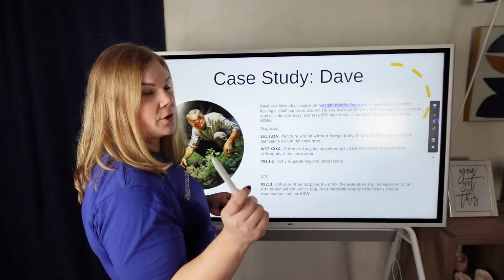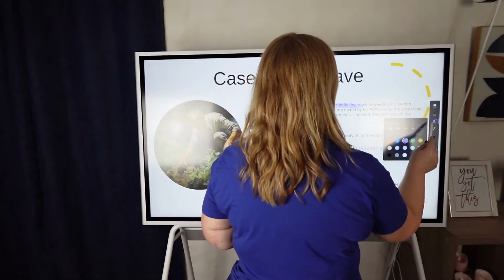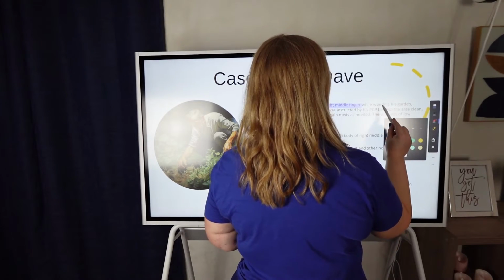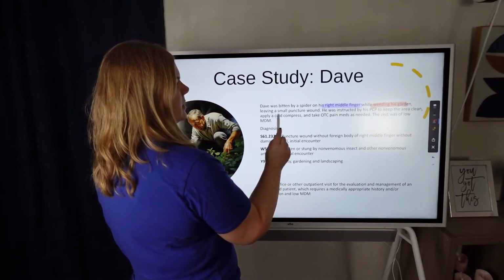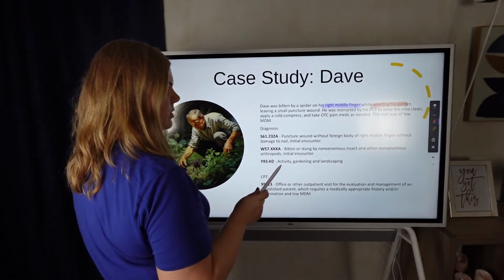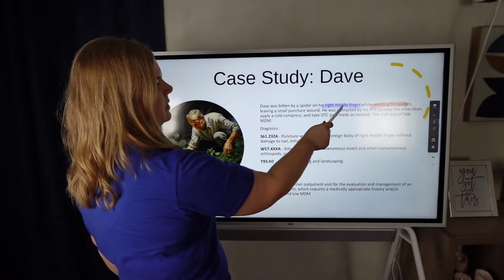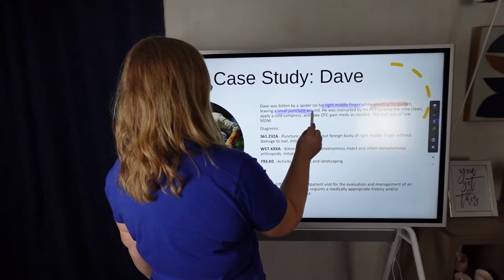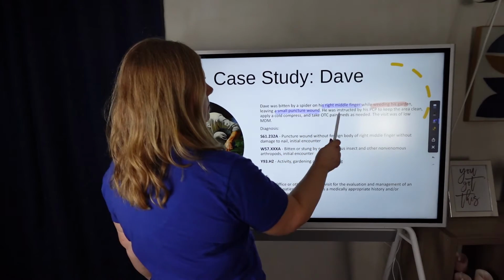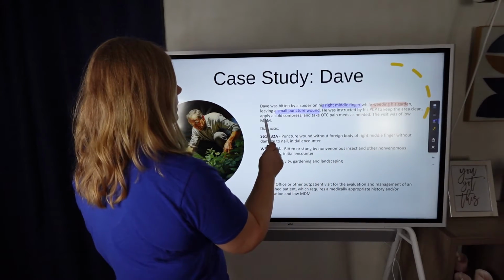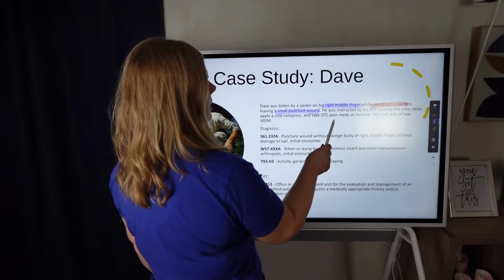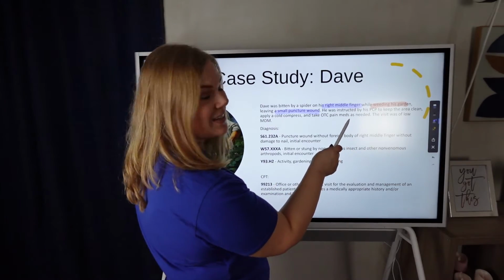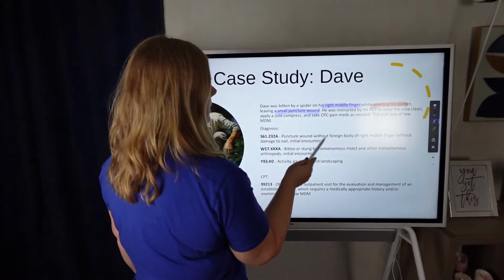So there are external cause codes for weeding your garden. We'll highlight that here in our red. Weeding his garden. And he has a small puncture wound. Where's that small puncture wound? It's on his right middle finger. Small puncture wound, right middle finger. He was instructed by his PCP to keep the area clean, apply a cold compress, and take over-the-counter pain medication as needed. The visit was of low medical decision making.